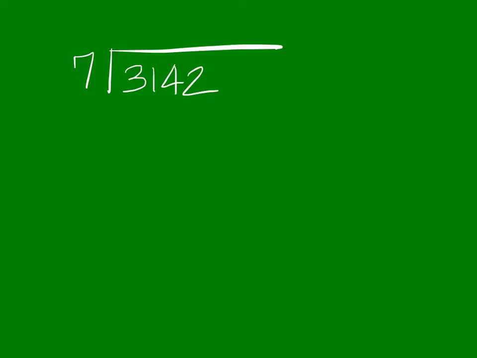First example, I want to divide 7 into 3,142 and round to the tenths place. What is the first thing I do? How many times does 7 go into 3? No. So what do we do next? 7 into 31. How many times will 7 go into 31? 3 times would be 21. 4 times would be 28.